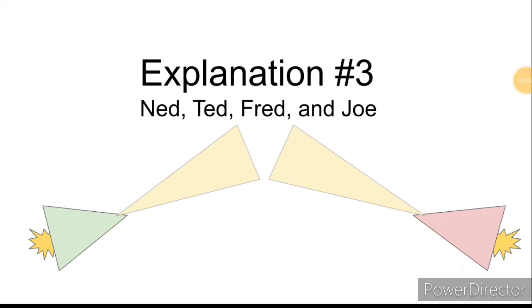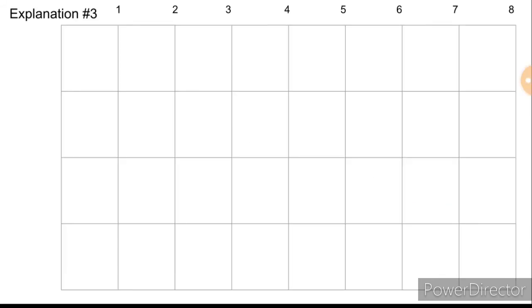Explanation number 3. Ned, Ted, Fred, and Joe. This is a grid, and on the top you can see certain segments that are numbered 1 through 8. Let's pretend each one is a light second long. A light second is the distance light can travel in a second.